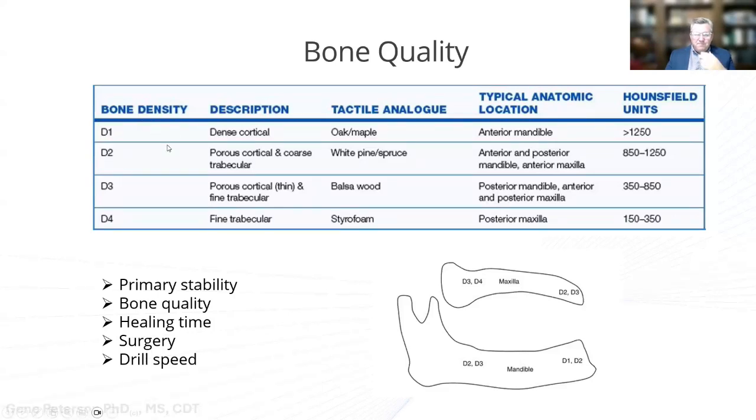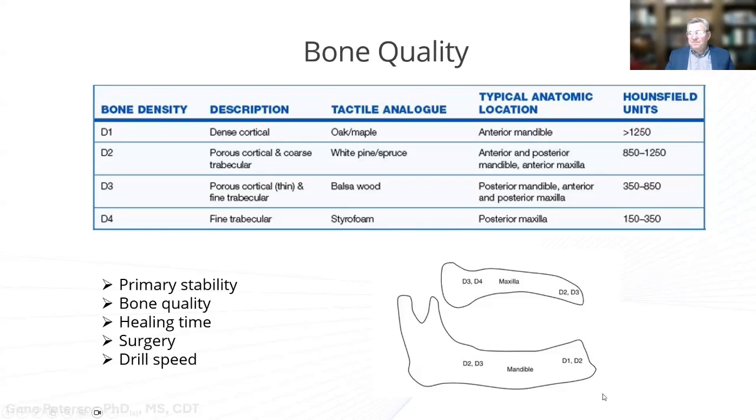Bone has forever been compared to wood. Okay, as far as comparing it, you've got D1, D2, D3, D4 bone. And in the anterior mandible, interforaminally, where it's very avascular, there's hardly any blood supply there. And it's just rock solid cortical type bone. It's hard, it's very dense, type 1 bone. And they compare that to maple.